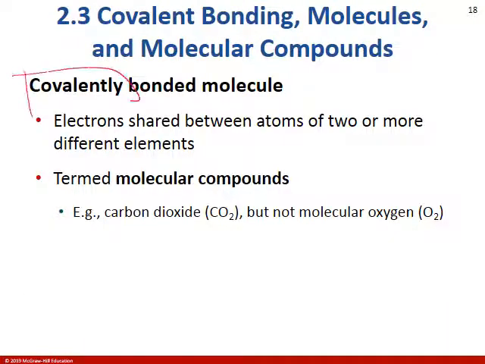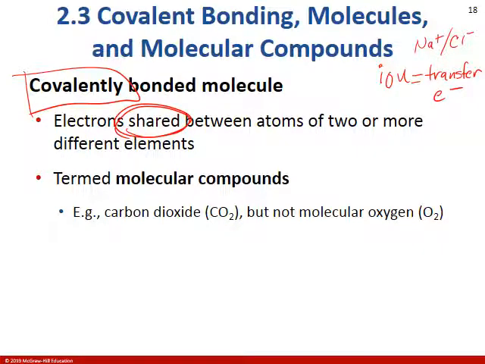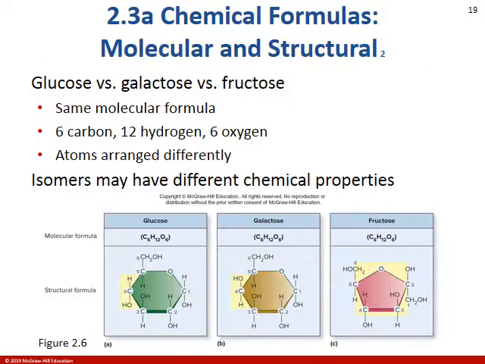Next, we have covalent bonds. So just to kind of recap, ions is where we transferred electrons, right? And you have this positive sodium and this negative chloride, and they're kind of in association with each other. Covalent, you're going to share electrons. So let's look at some examples.